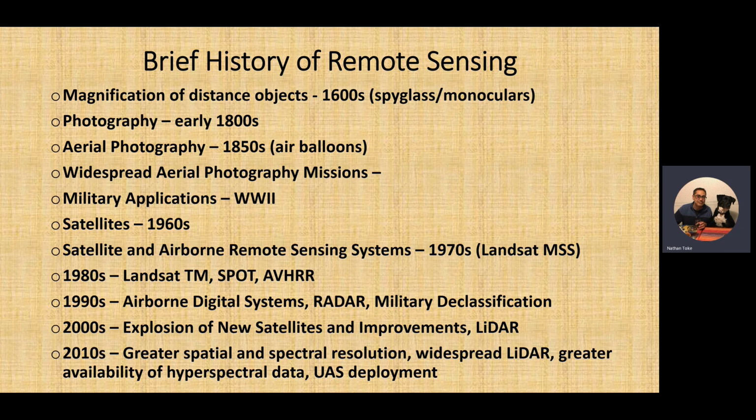Okay, so in the 2000s, we had then an explosion of new satellites and improvements. Lidar became widely available. And in the 2010s, we've basically been building on the spatial and spectral resolution. So being able to start to measure things the same way, but at a much greater detailed scale, both in spatial scale, but also in wavelength scale. And so we can fine tune how we interpret what's on the ground because of that spectral resolution.